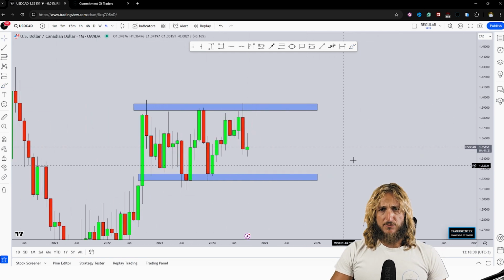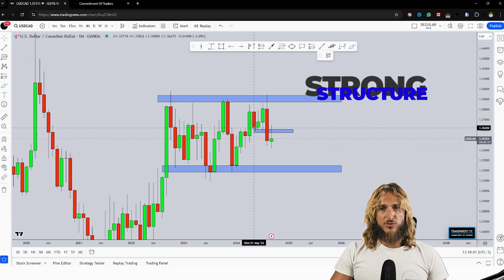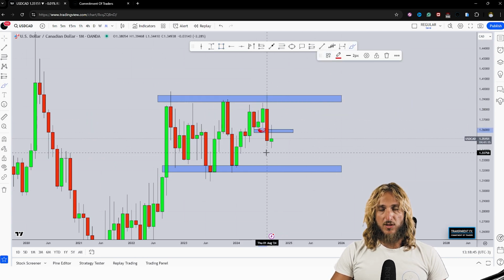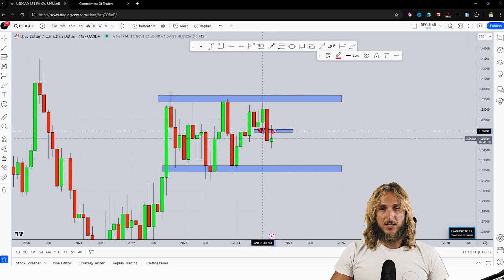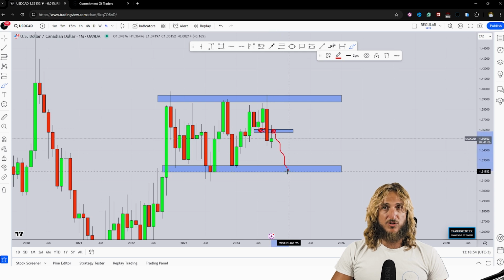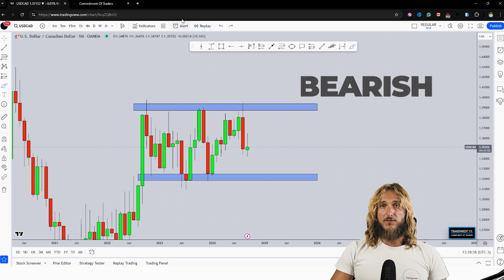We can also notice, if we look closely, that there is structure exactly here. This is previous monthly support, which the market then broke to the downside. And at that point, that previous support was turned resistance here. So the market is also testing previous monthly support and resistance, from which there is the possibility of seeing some bearish price action being created. So the monthly time frame is quite clear.